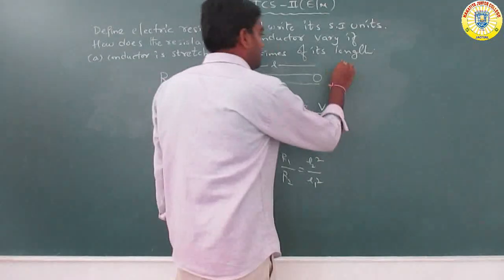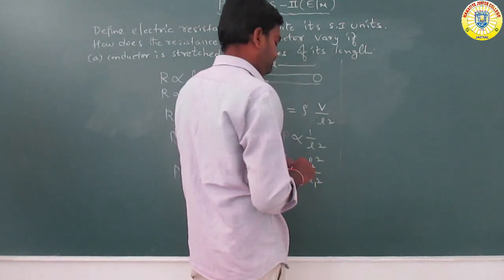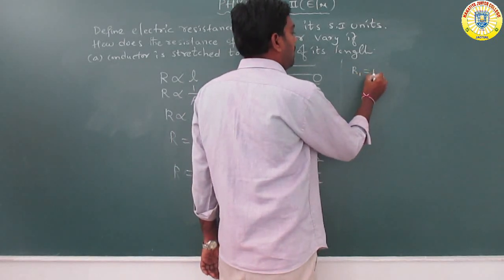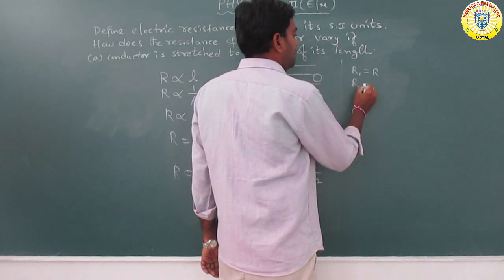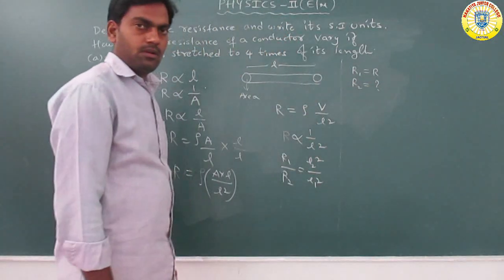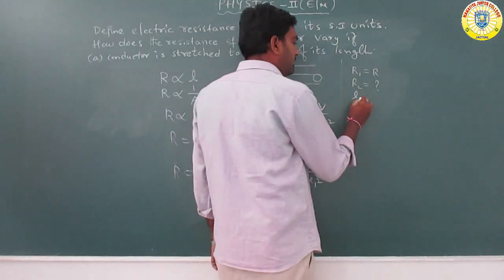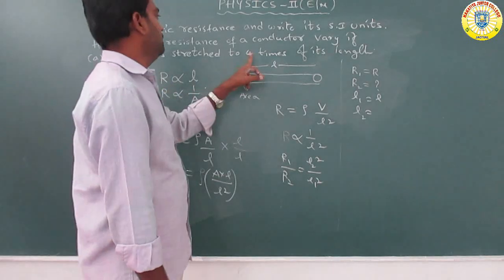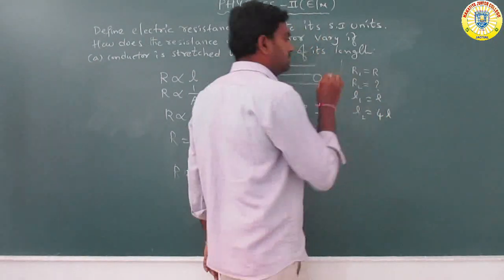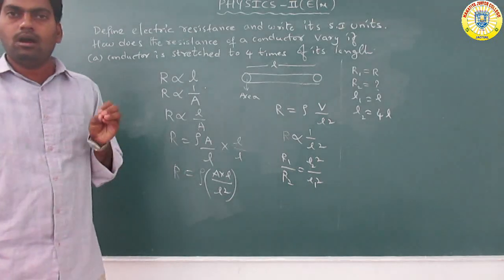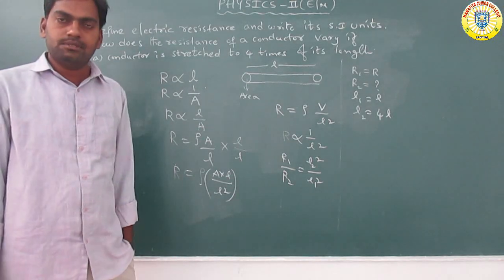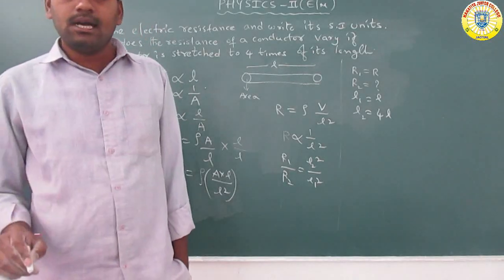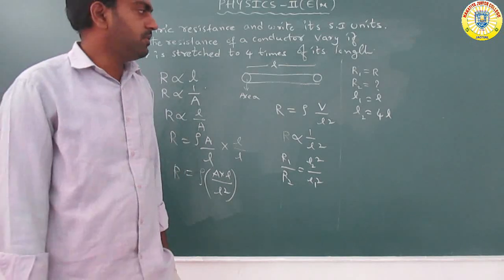So now first of all, the given information: R1 is equal to R, R2 is to be found out. L1 is equal to L, and L2 is the length increased to 4 times the initial length. So R1 is R, R2 is to find out, L1 is the length of the wire L, and L2 is increasing the length up to 4 times, 4 into L.